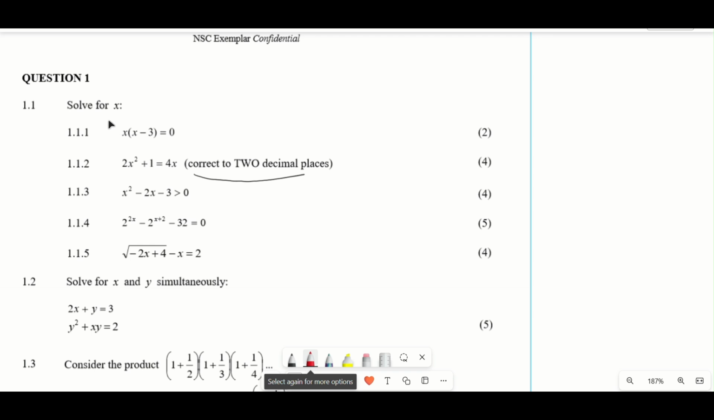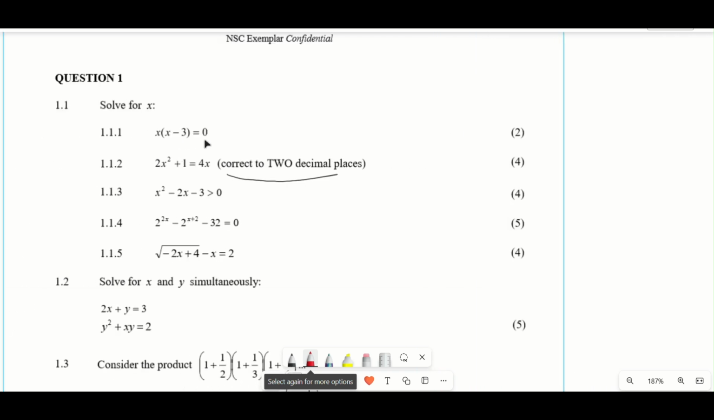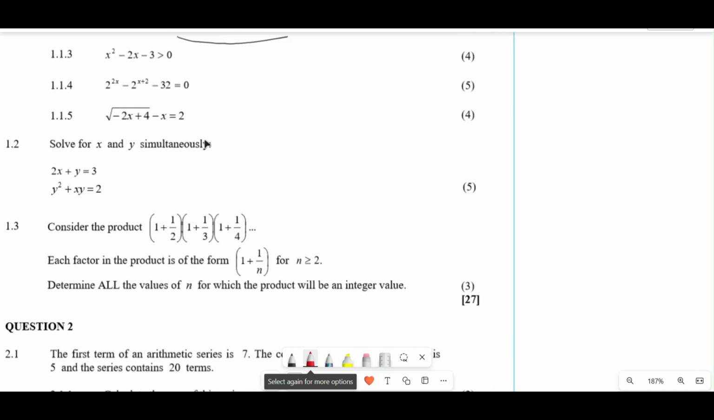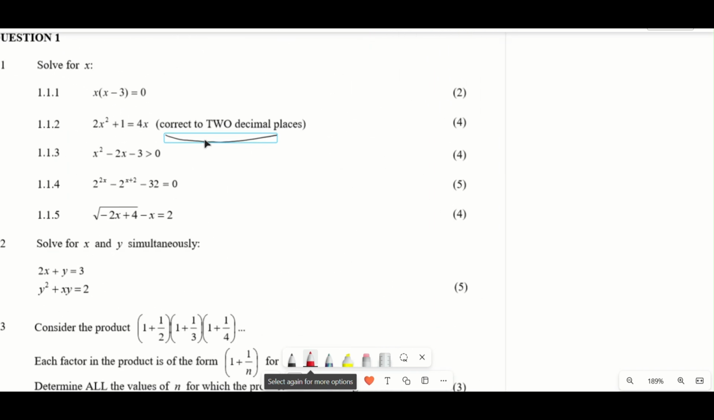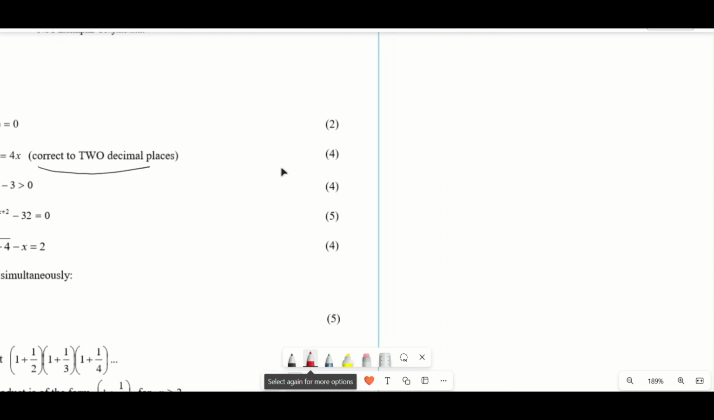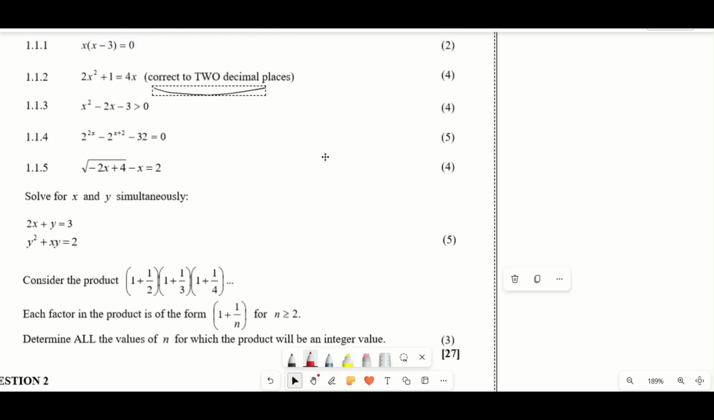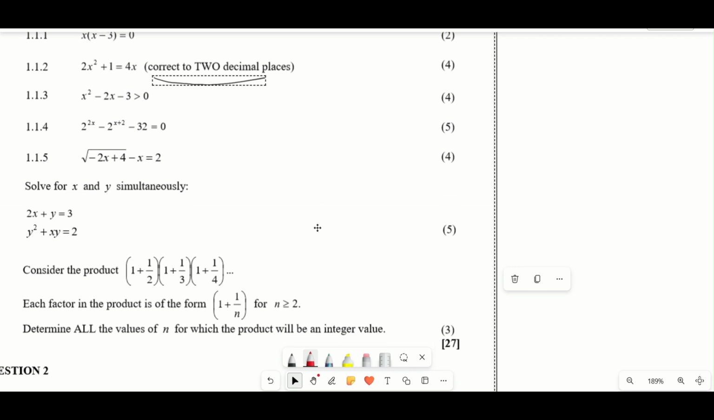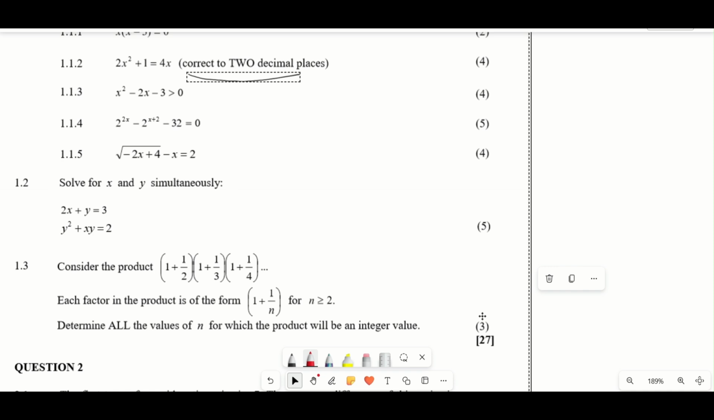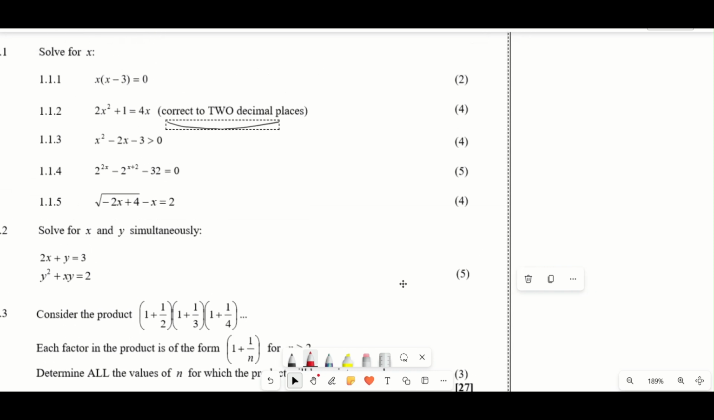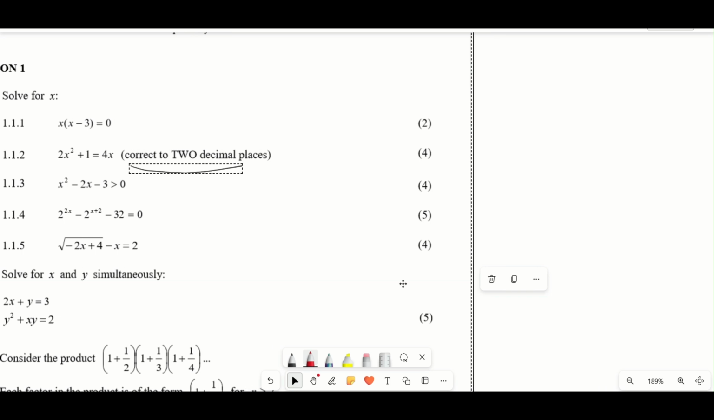Question 1 is solve for x. Question 1 has to be the easiest part, because that's where about 3 marks are given per item. Here you should get about 24 out of 27 or more, all full marks. So let's solve for x in this case.